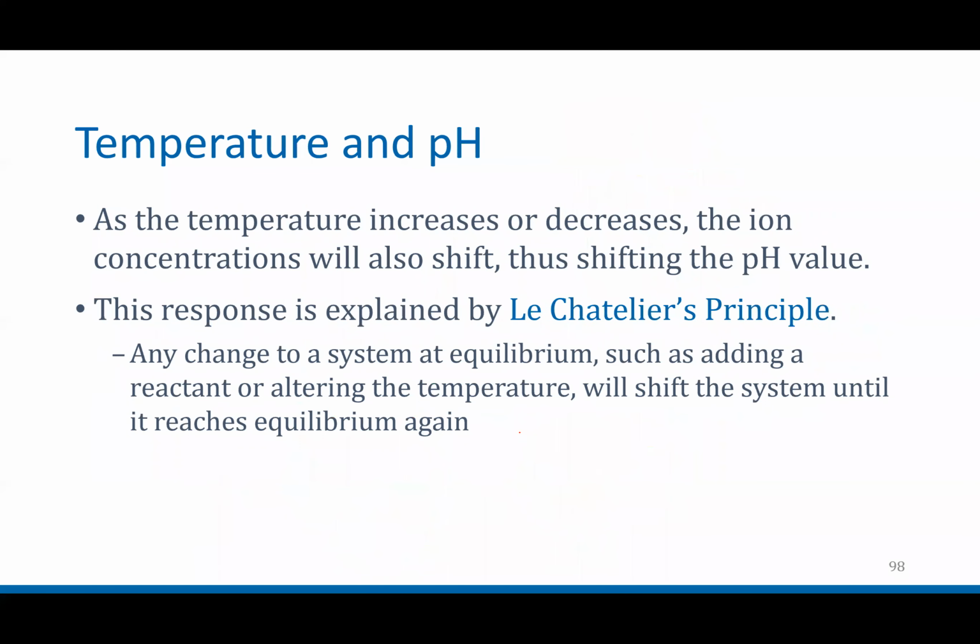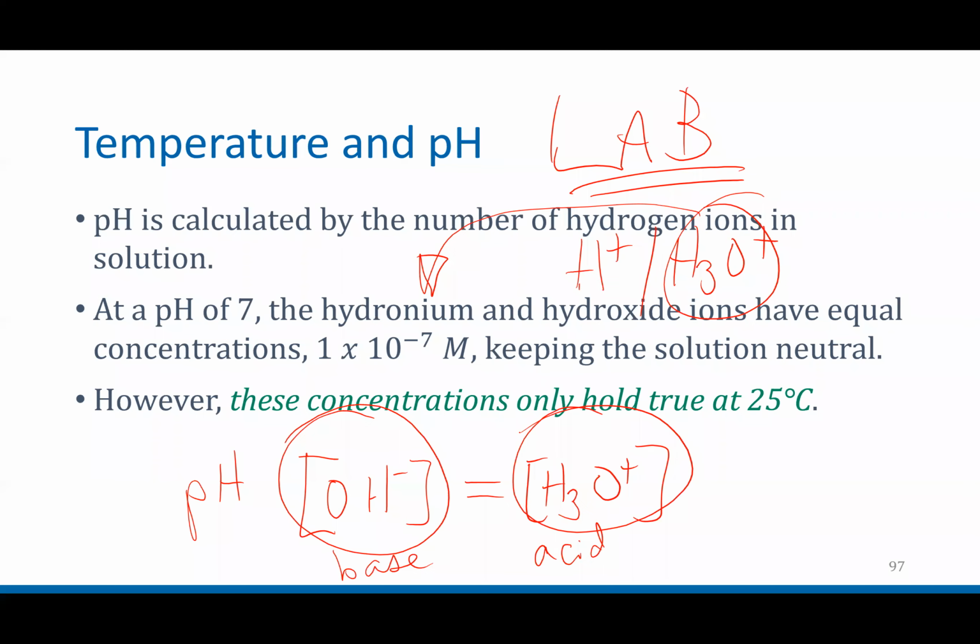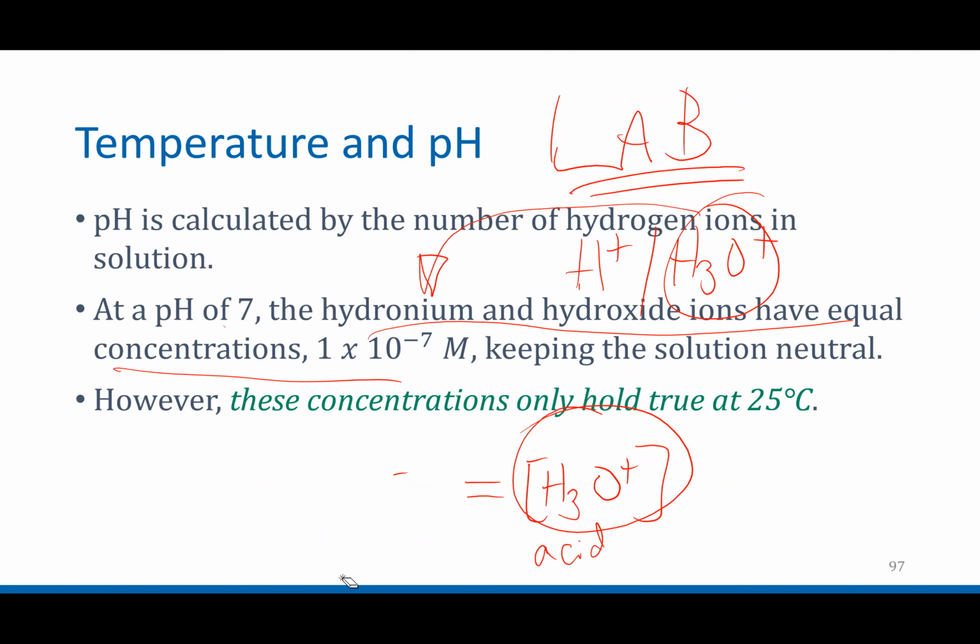So as temperature increases or decreases, the ion concentrations also shift. I guess I'm kind of skipping something here. Let me just go back for 1 second. At a pH of 7, the hydronium and hydroxide ions have equal concentrations. Okay, so they're equal. And what's happening in water, I guess I should put this on the bottom, is water has this sort of equilibrium situation set up.